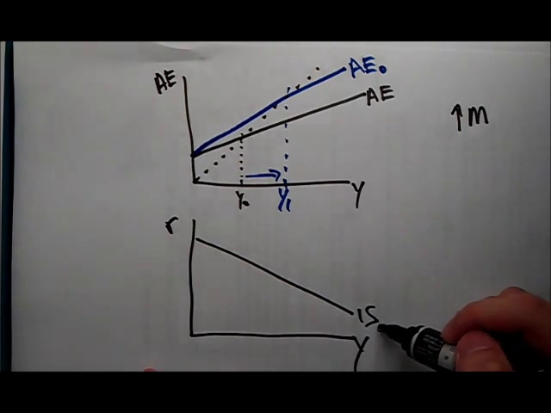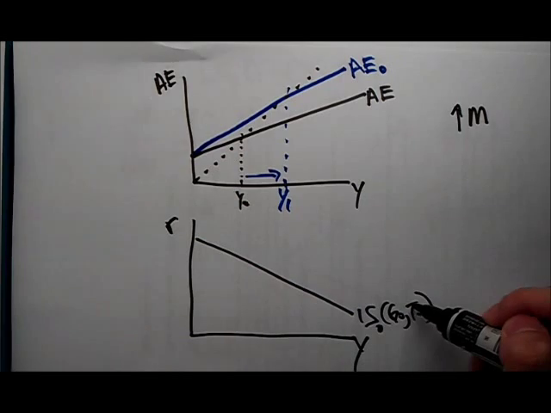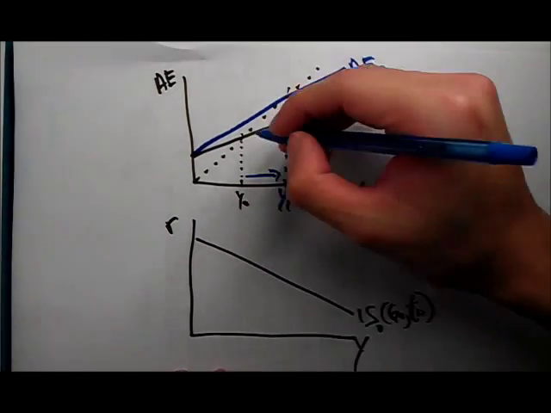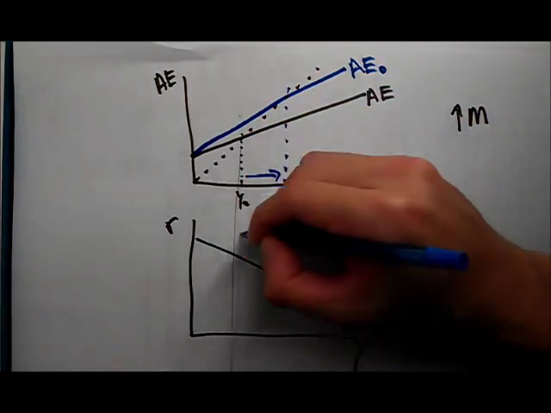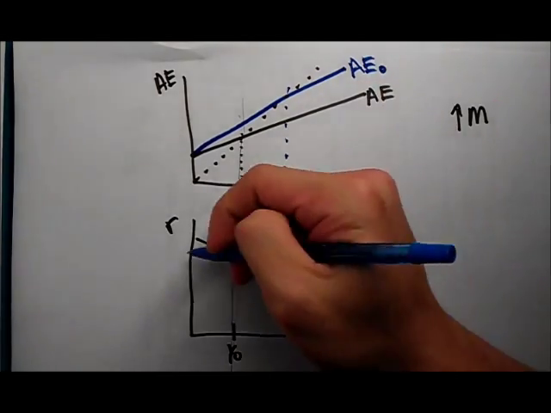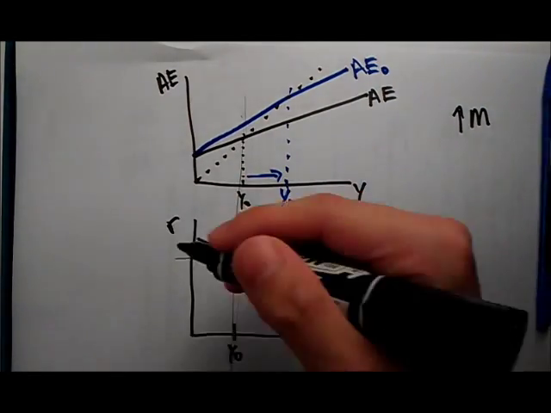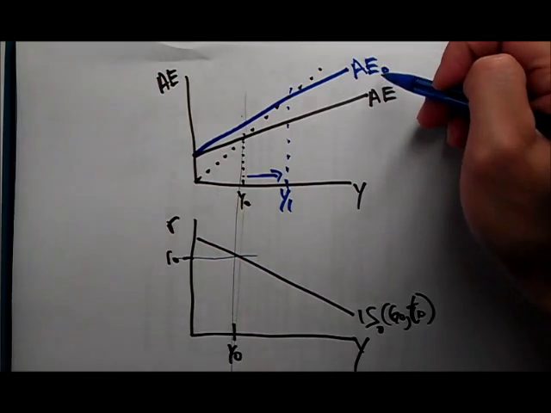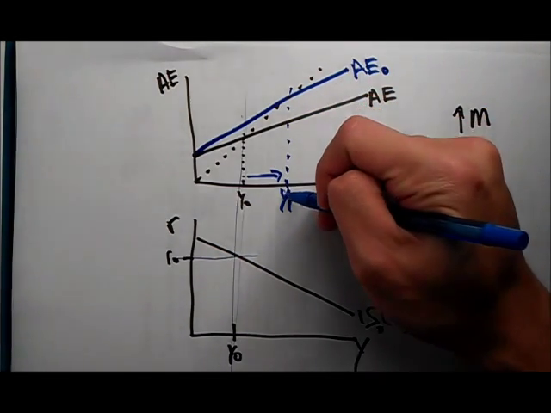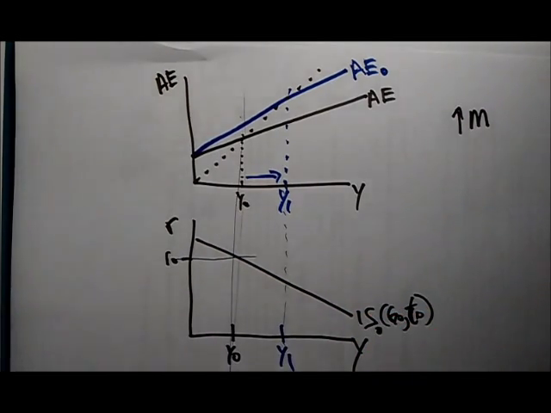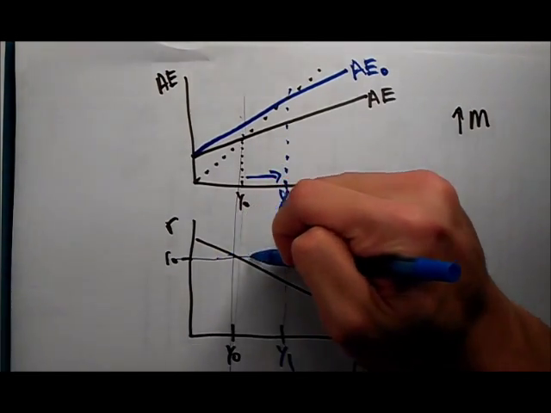Don't forget to write this down. Let's get a pen. So at the original income, which is Y0, we will have this interest rate R0. Now at the new aggregate expenditure, which gives us a new income at Y1, you will notice that interest rates have yet to change.